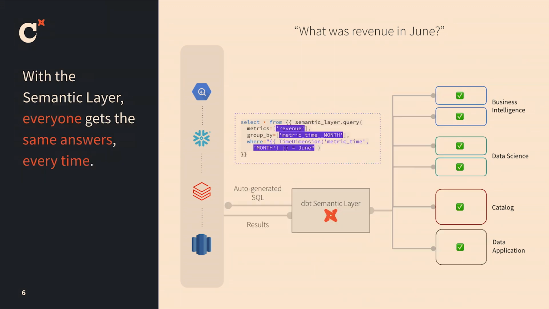discrepancy came from. With the semantic layer, metrics are defined centrally, in code, in dbt, and federated out to different consumption layers through our APIs. So when someone asks for revenue in June through the semantic layer, we get the same answer every time. And you can see the structure of what that semantic layer query looks like on the slide here.